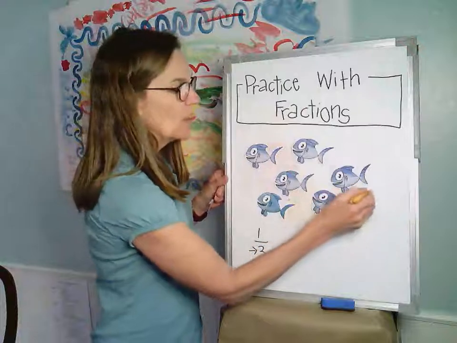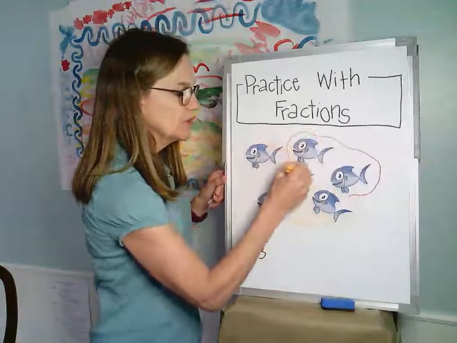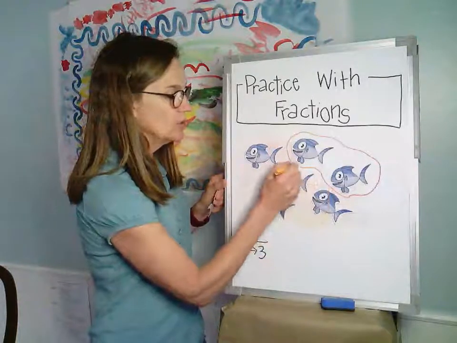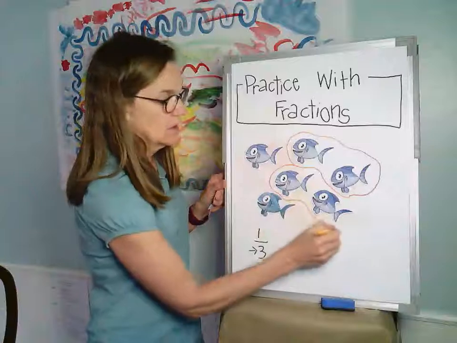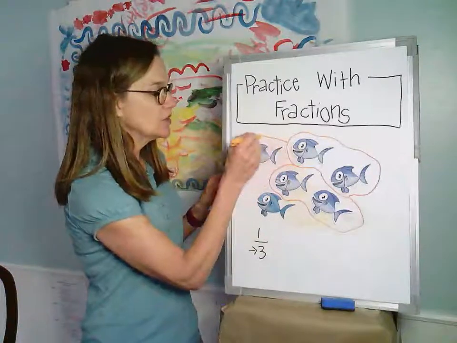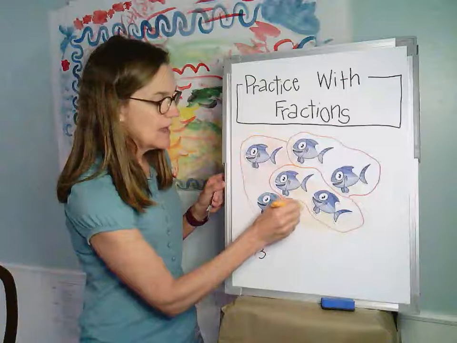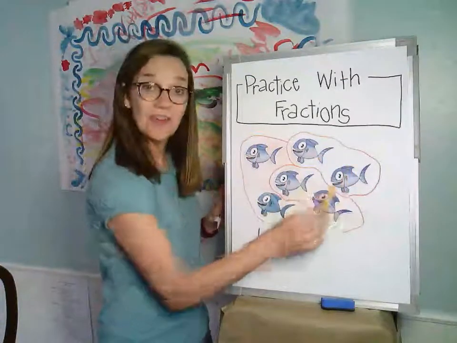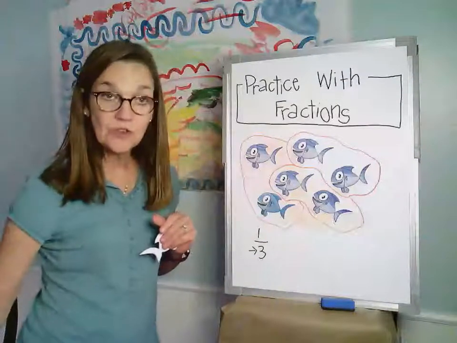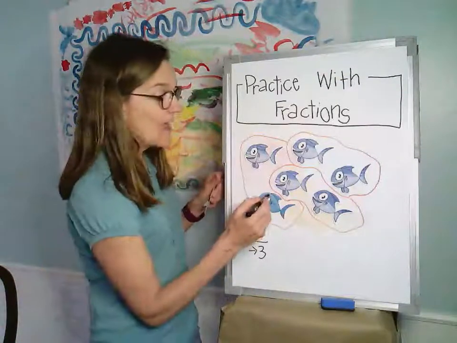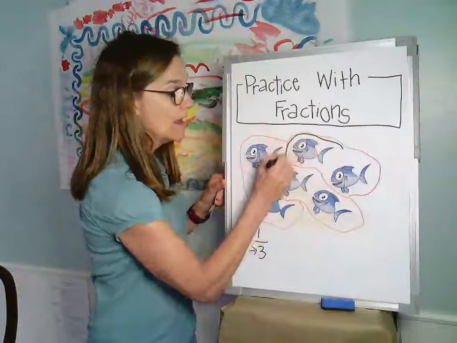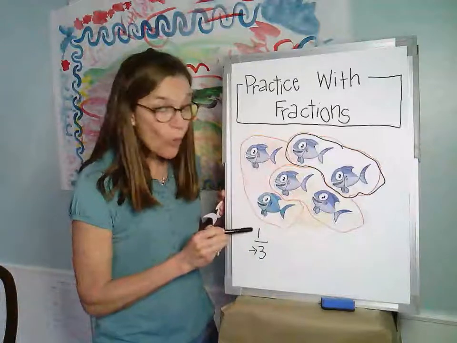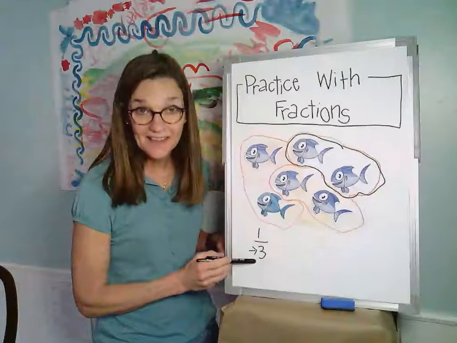Let's see. Since 1 didn't work, let's just move up to 2. Let's try to put 2. Yes. And now let's try to put 2 more. Yes. And now let's try to put 2 more. Yes. Now we have 3 sets. 1, 2, 3. So if I asked you to circle 1/3, then that would just be 1 of the 3 sets. 1 of the 3 sets.